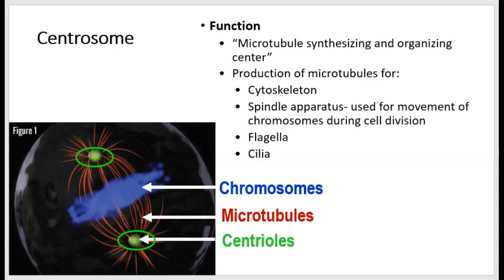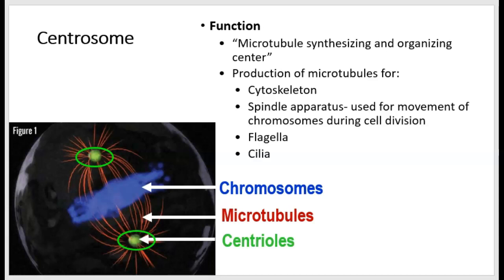As a microtubule synthesizing center, the centrosome, circled in fluorescent green on this picture, produces microtubules that will help distribute chromosomes during cell division. This is a picture of a cell that's undergoing cell division, with the chromosomes centrally located and attached to microtubules. The microtubules will draw the chromosomes to either end of the cell, in fact towards the centrioles, and be placed in an individual cell on each end.